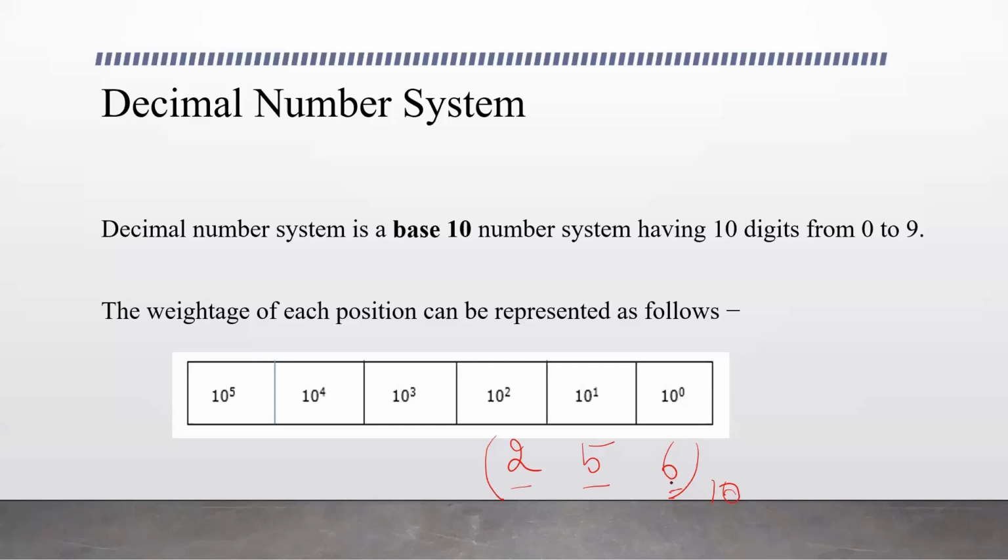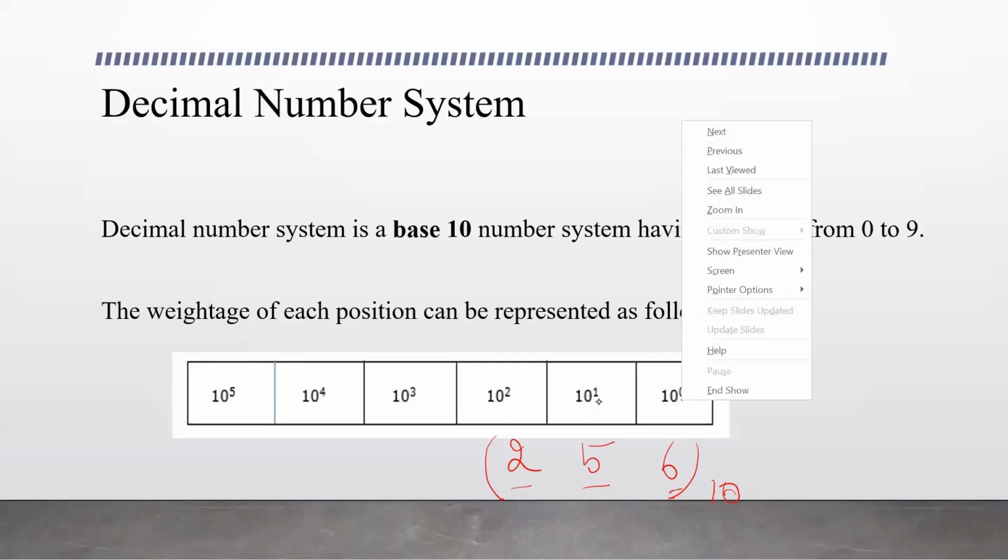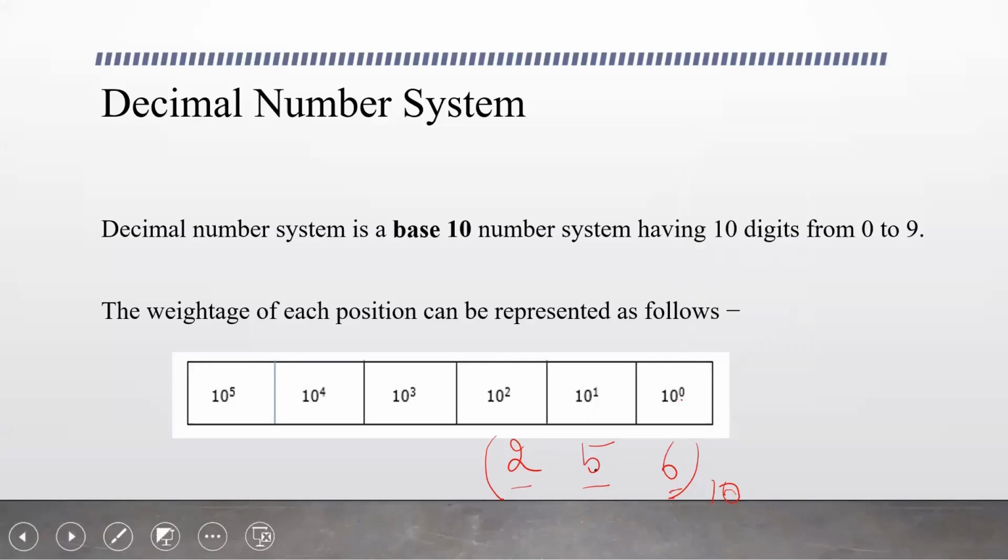The first digit is in the zeroth position, so the weightage given is 10 power 0, then 10 power 1 for the second position, and the third digit takes the third position, where 10 is the base, 10 power 2. Zeroth position, first position, and the second position.